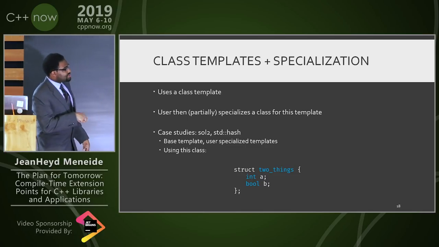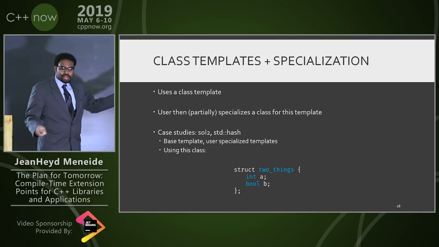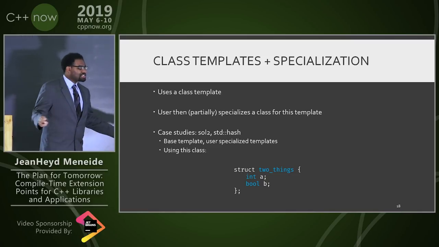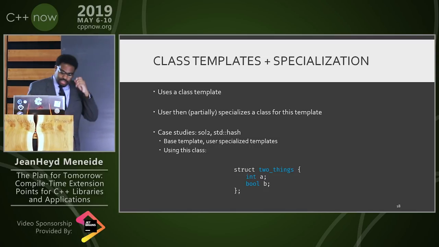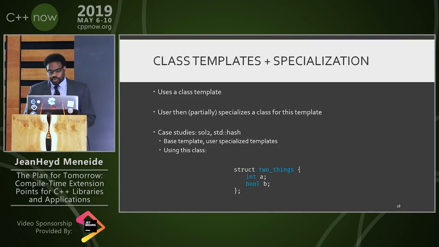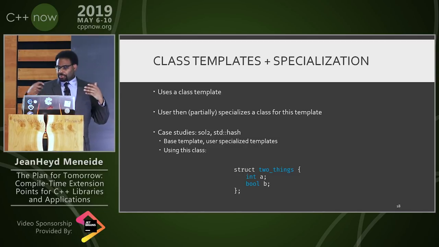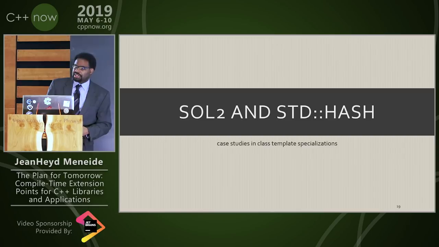We're going to talk about class templates and specializations, but for the duration of this talk, we're basically going to be working with this very simple struct: struct two things, int A, bool B. Not a very fantastic or exciting struct, but we're going to use it to illustrate all the points of these various extension methodologies. The first one up, obviously, is class templates and specialization of them. The idea is that you partially specialize the template, and for this we're going to do a couple of case studies. One is my library sol2, and the other is std hash, which is in the standard. So let's drill a little into these case studies and what they do.